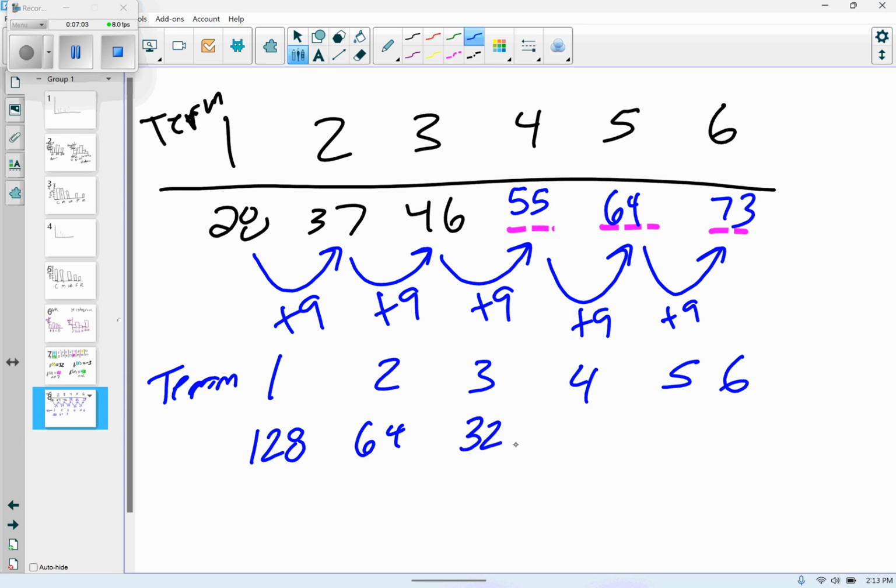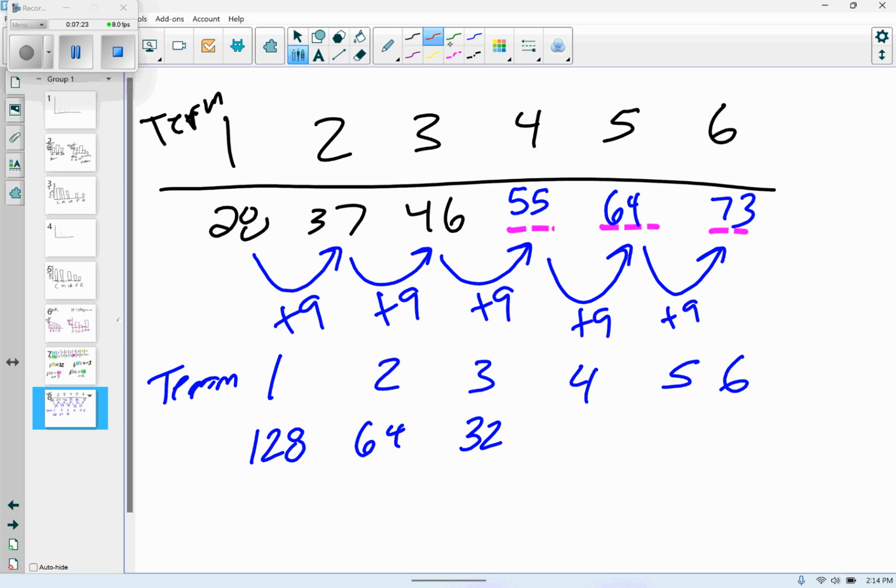32. Okay. So this one's a little different. Should we subtract? Yeah. What do you think? You just split them in half. Ooh. Split it in half. Oh, cool. So wait a minute.